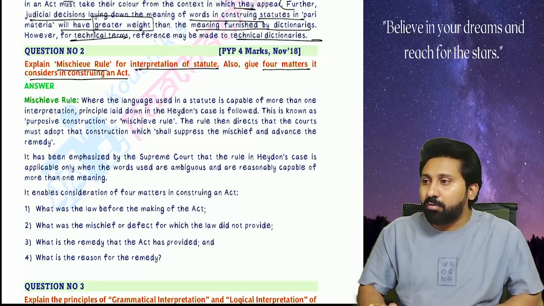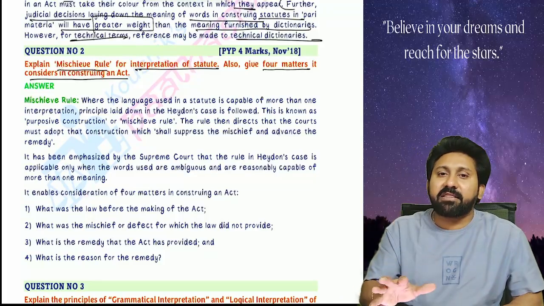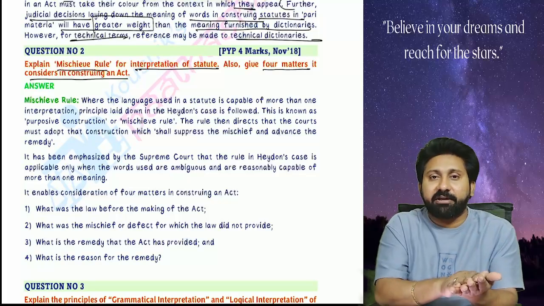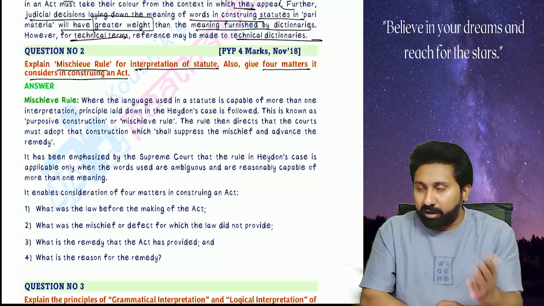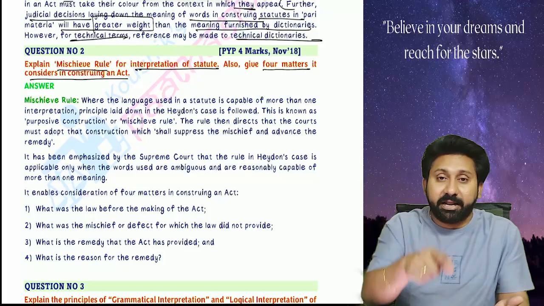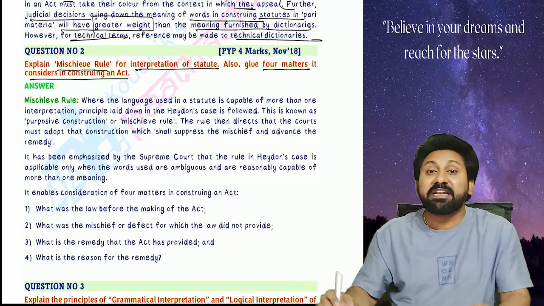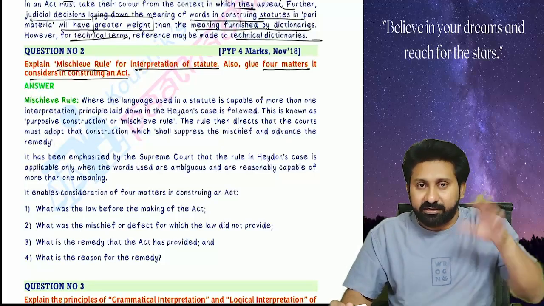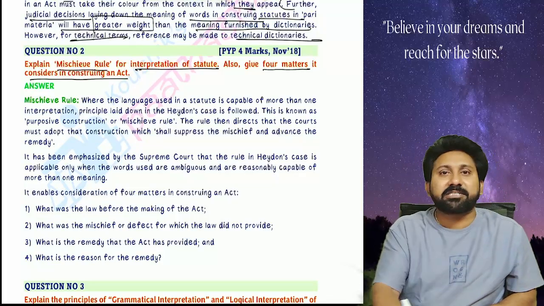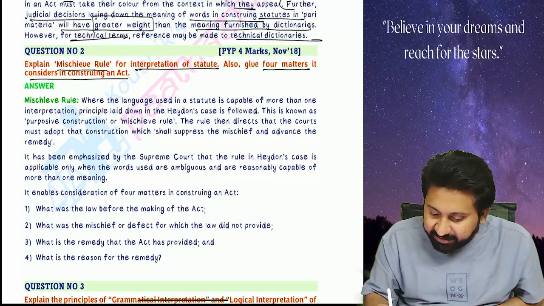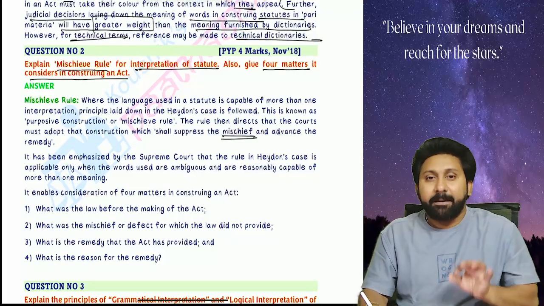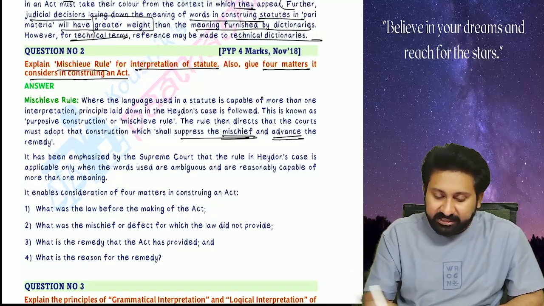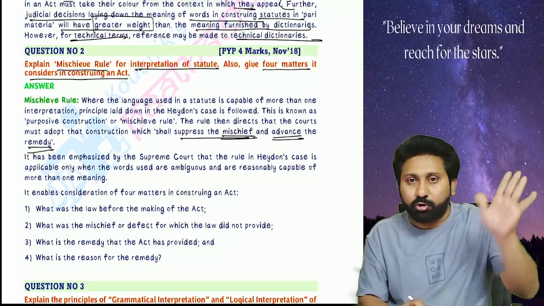So what does it mean? Whenever there is a particular term which has two ways of interpretation, you should go with that interpretation which will suppress the mischief. Mischief here represents an undesirable result. Mischief does not mean children's mischief, as I already said. Mischief means the wrong meaning. So suppress the wrong meaning and advance the remedy, meaning come up with a better solution for that word.